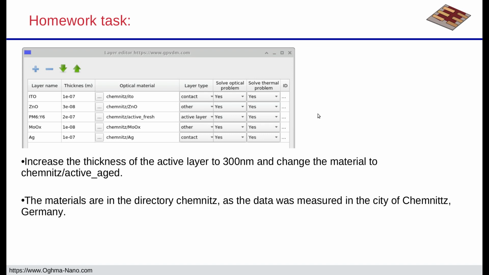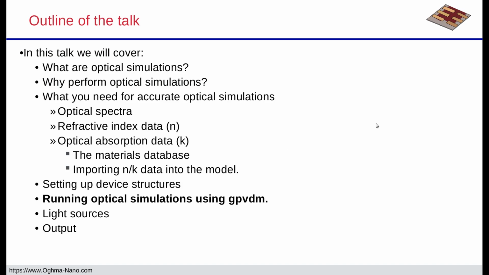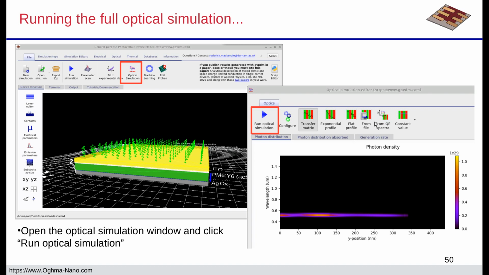So yeah, you can change what material it's made of there. Now we're going to talk about running optical simulations. To run the optical simulation, you go to the optical simulation tab and you click Run Optical Simulation. This particular device is set up with a laser there at about 500 nanometers. That's green. So this is just the absorption of that particular, very narrowband laser.